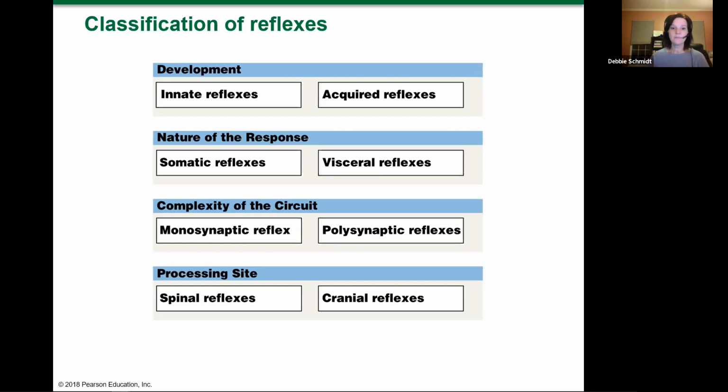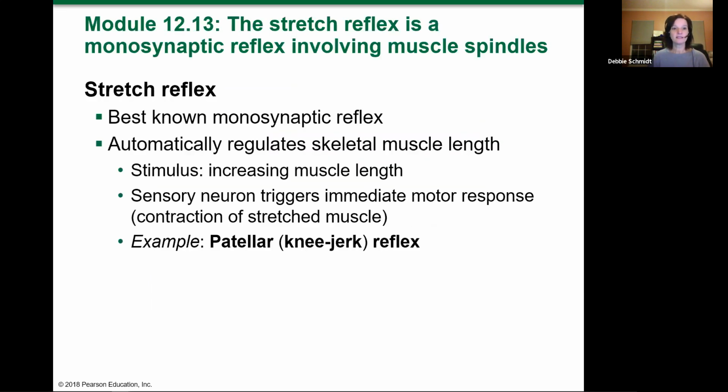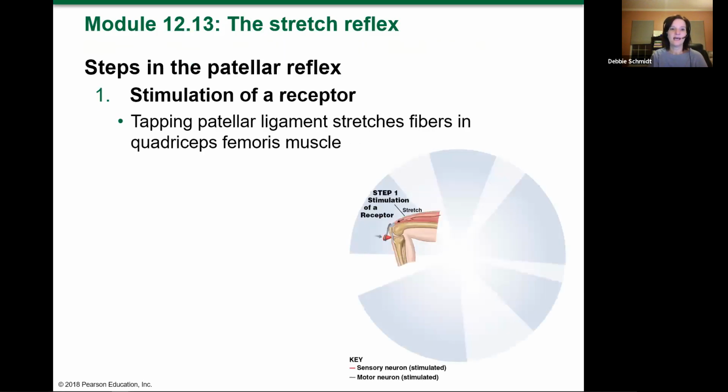All right. So next, let's take a look at one of the reflexes called the stretch reflex, and it's the one that we know the best. It's a monosynaptic reflex. It's very fast. Like I said, the knee-jerk reflex is a good example of it. The sensory neuron synapses directly on the effector motor neuron. So here's the patellar reflex.